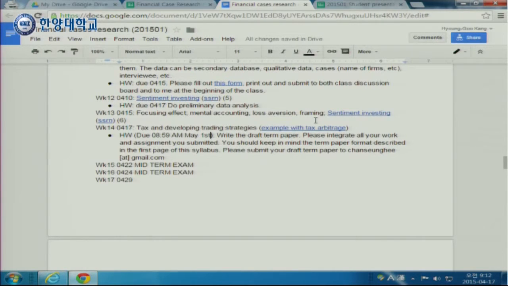And then about this draft midterm exam, the format is very important. So you did some work on your term paper until now, and you have to integrate it, and you have to do more data analysis, but you have to do it in a way in line with academic format, which is described here.